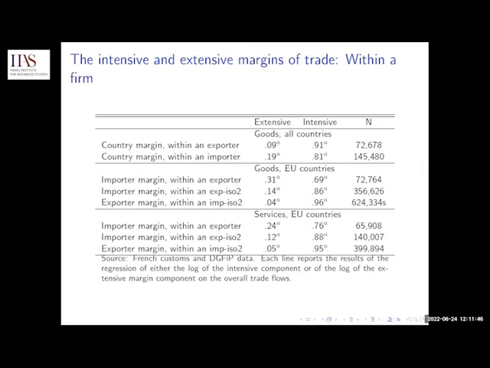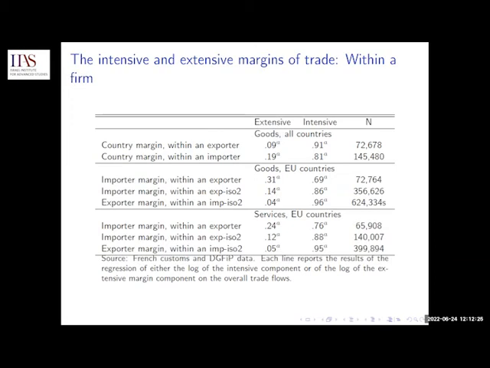As you can see, the number of observations is rising quite a lot. So what I'm doing here is I'm taking the value of export for each individual firm in France that I have in my data. And the first thing I'm going to do is to try explain why some firms export much more than others. And the way I'm going to start explaining this is by asking whether the reason why some firms export much more than others is mostly because they export to more markets, or whether they export more to each of the markets that they serve. Okay, so this is what I do here.